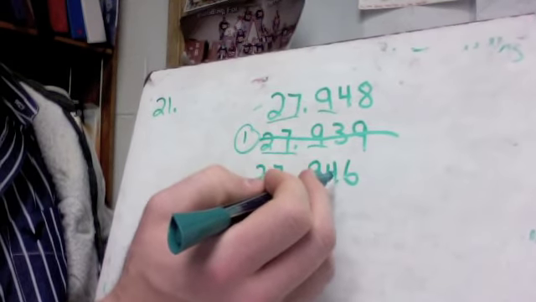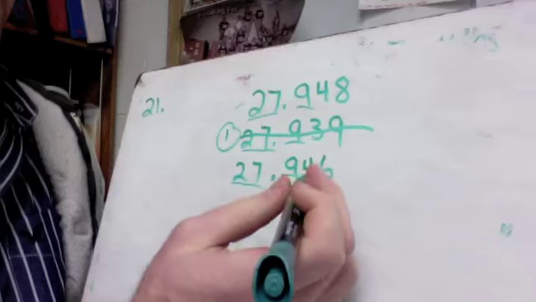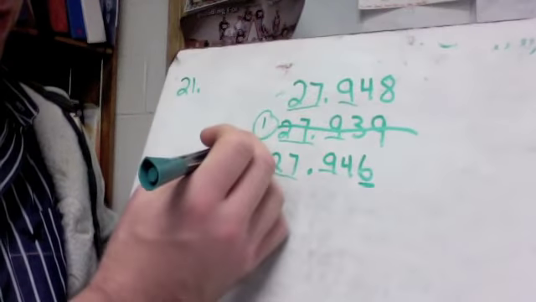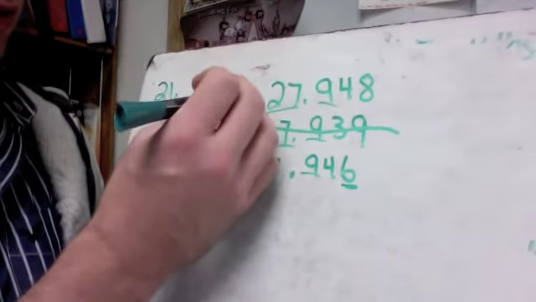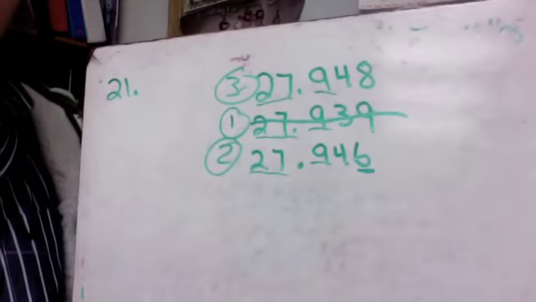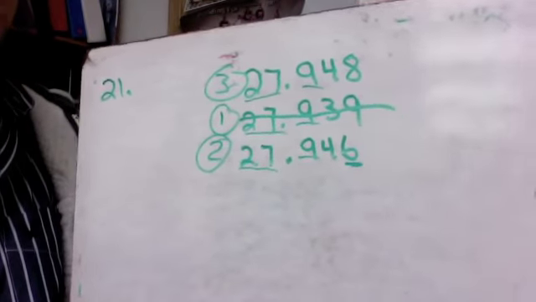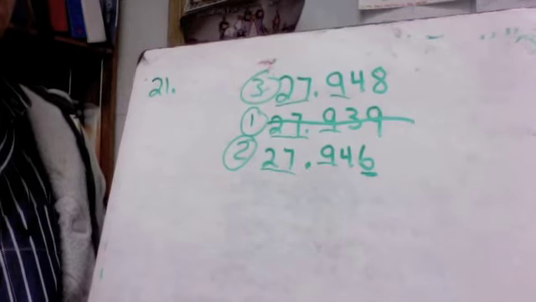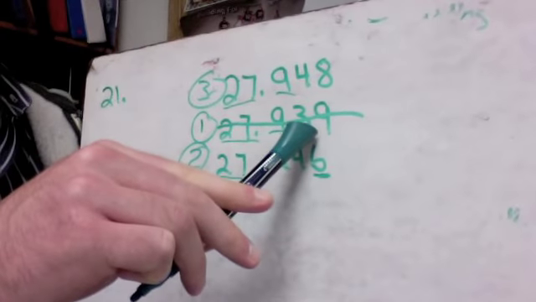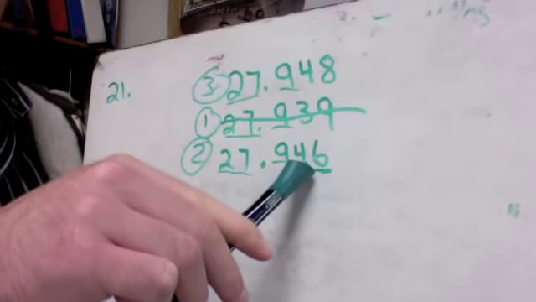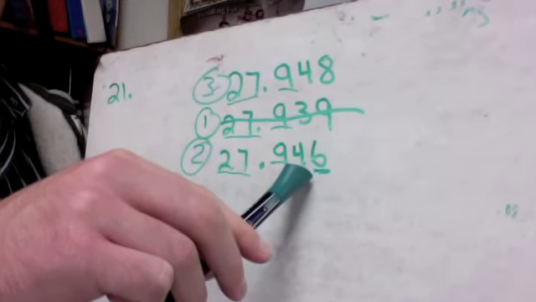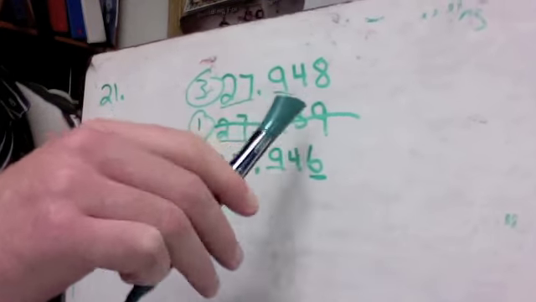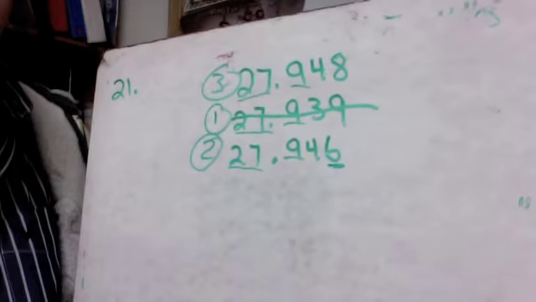Now we've got 4 and 4, those are even. 8 and 6, 6 is smaller than 8. This would be number 2. And that would be number 3. And then this one's common sense probably if you just line them all up, because 939 thousandths is smaller than 946 thousandths. And then this one's bigger than them all, 948 thousandths.